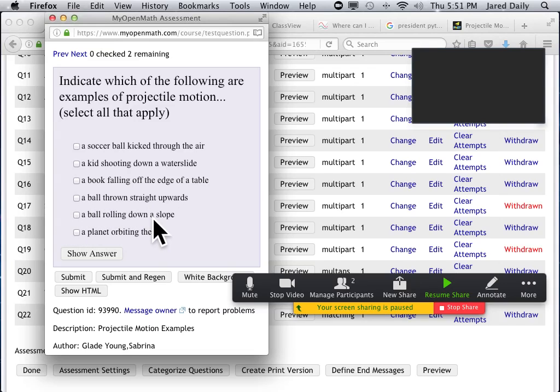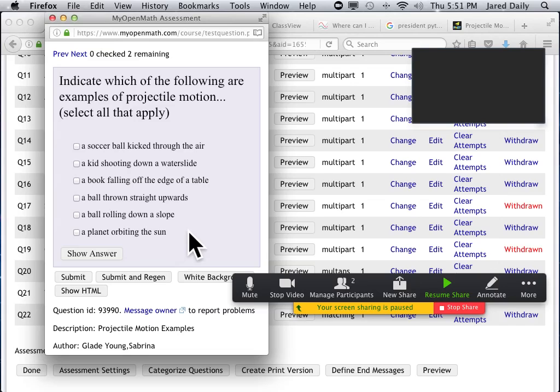Ball rolling down a slope. I wasn't sure about that one. Is it just free falling? Nope, it's not. Friction and the ground are turning it as well, because the slope is a slope, you know, and so it's turning, so it's not. Okay, and then a planet orbiting the sun.